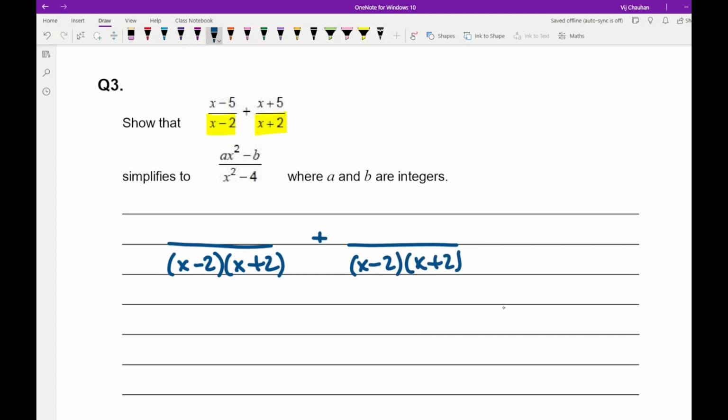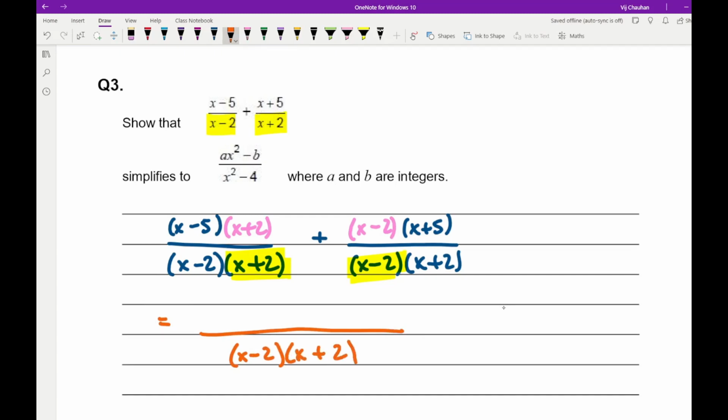If I add what I've multiplied each of the fractions by: for this one, I've got an original numerator of x minus 5, and I've multiplied that by x plus 2. For this one, the original was x plus 5, and I've now multiplied that by x minus 2. So now that I've got a common denominator, I can write it as a single fraction.